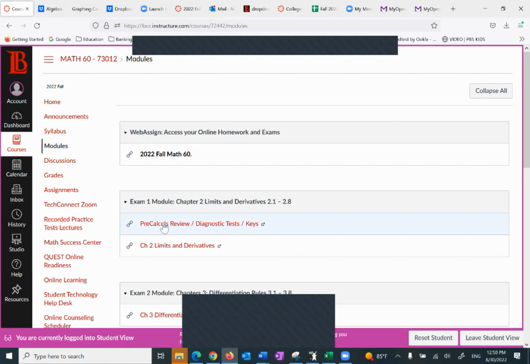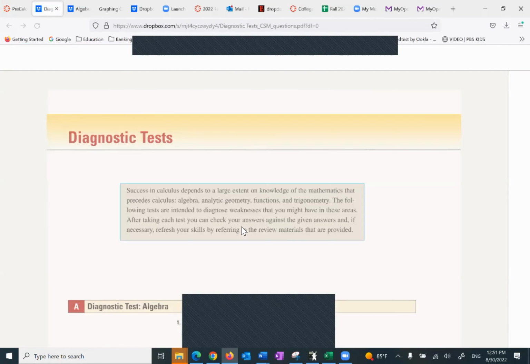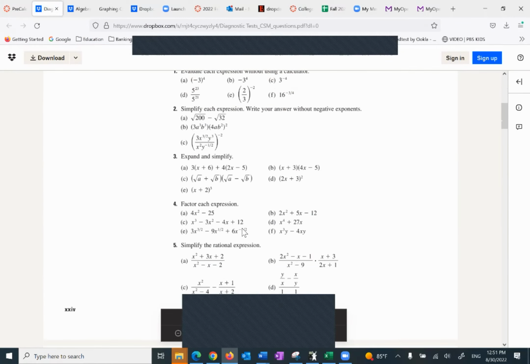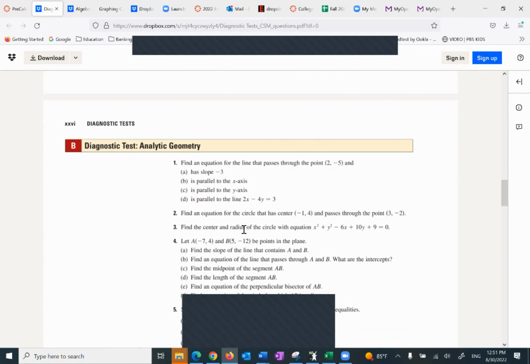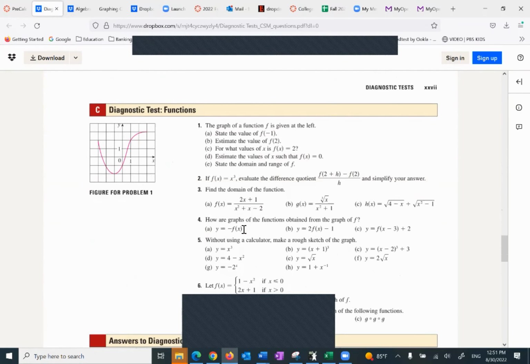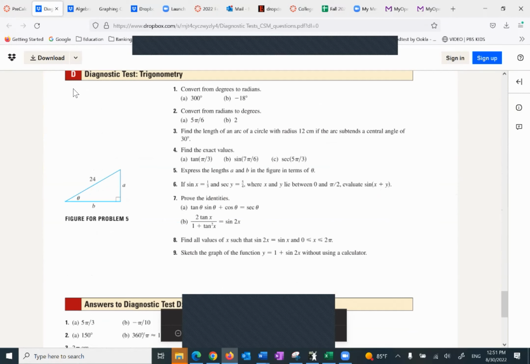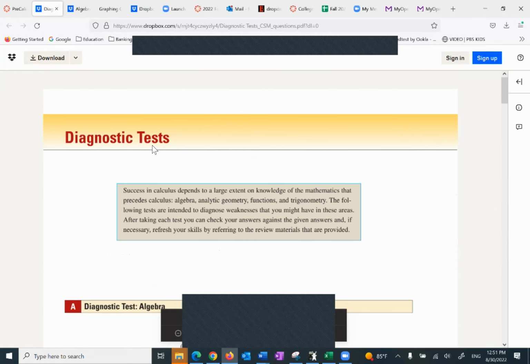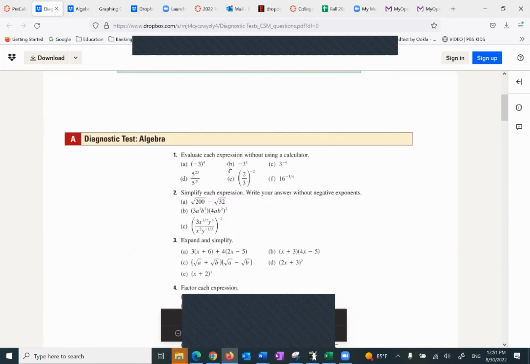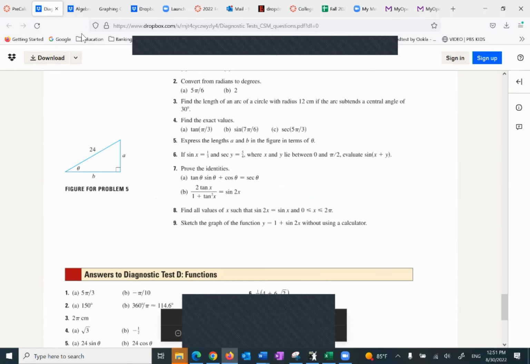So what do you find before that? You find what is called pre-calculus review diagnostic tests. Again, I highly recommend you look at that and make sure you have the questions, you have the keys. Make sure you're comfortable with that. Therefore, you're ready to start the calculus course. Again, what do you find in the beginning? It's a diagnostic test. You have the questions and you have the keys at the end. Okay, so we do have the keys.